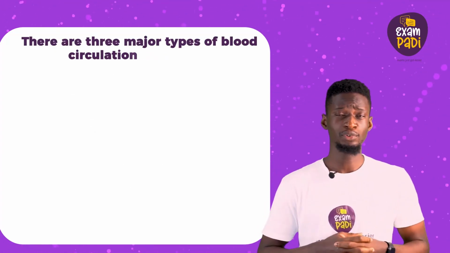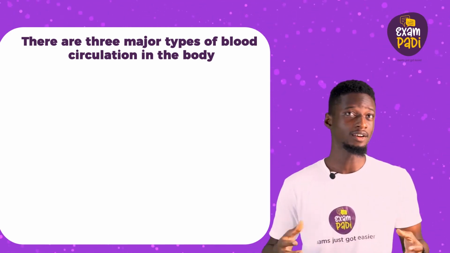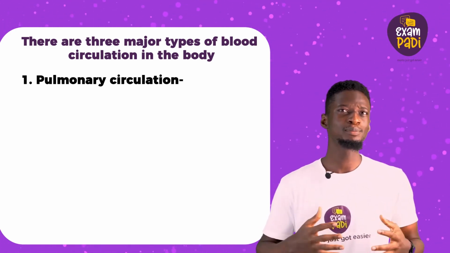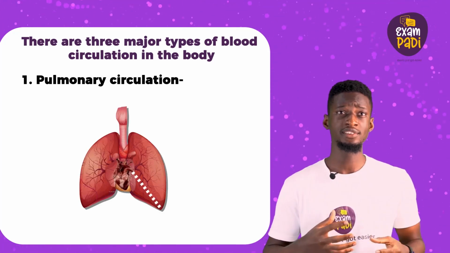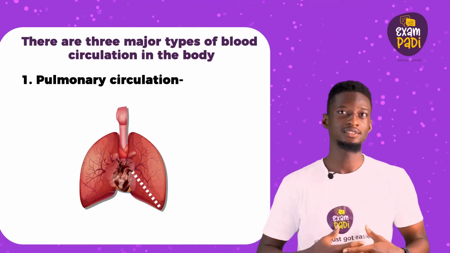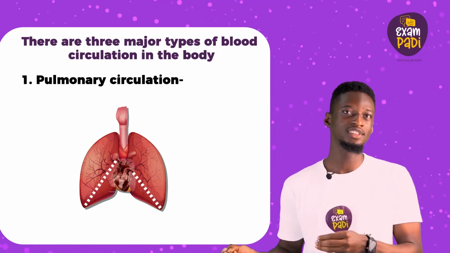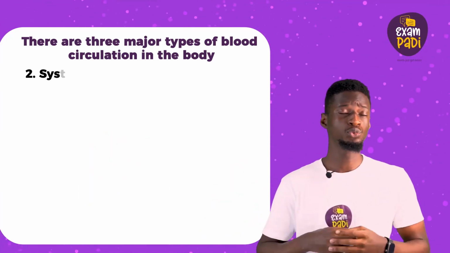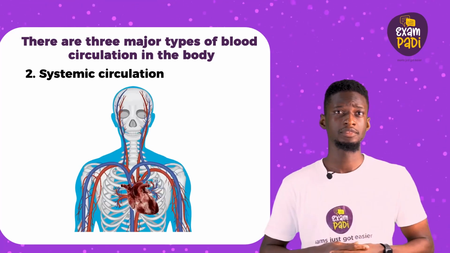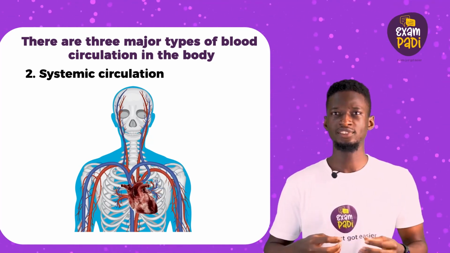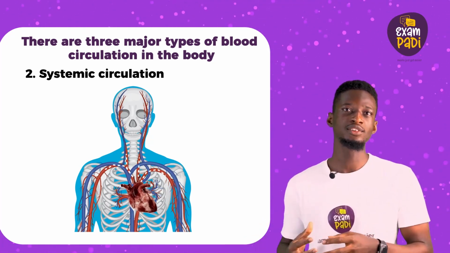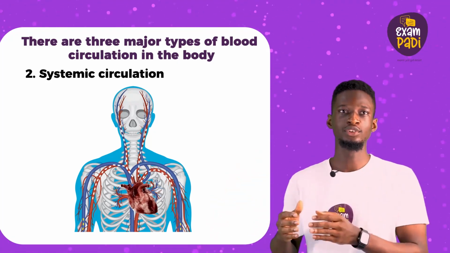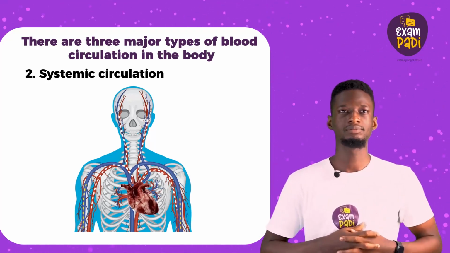There are 3 major types of blood circulation in the body, and these are: 1. Pulmonary circulation. This is a type of circulation responsible for carrying deoxygenated blood away from the heart to the lungs and then bringing oxygenated blood back to the heart. 2. Systemic circulation. This is a type of circulation where the oxygenated blood is pumped from the heart to every organ and tissue in the body, and the deoxygenated blood back again to the heart.